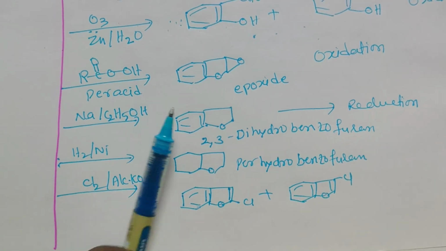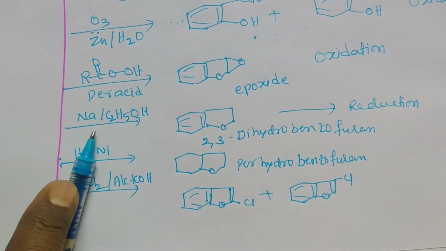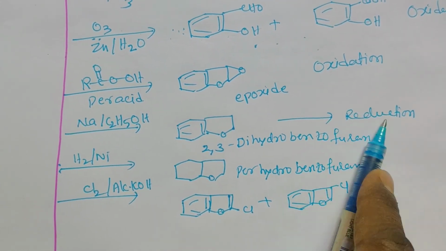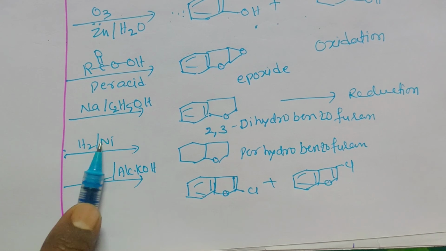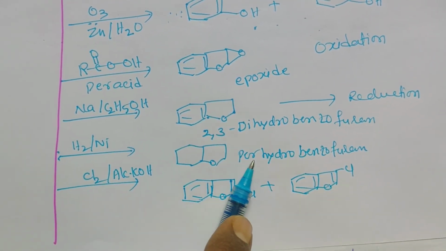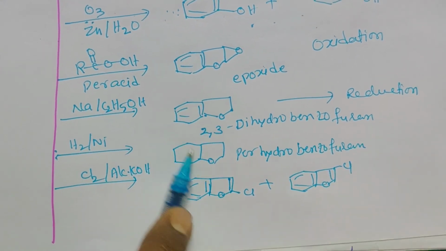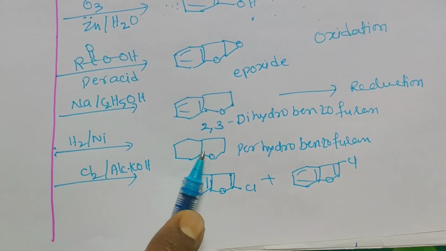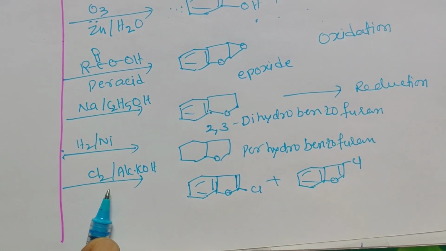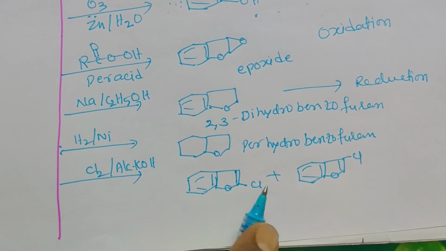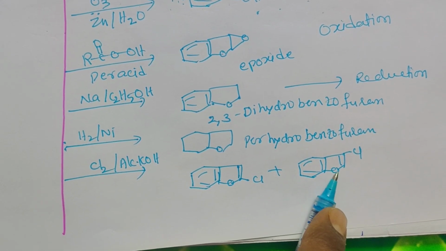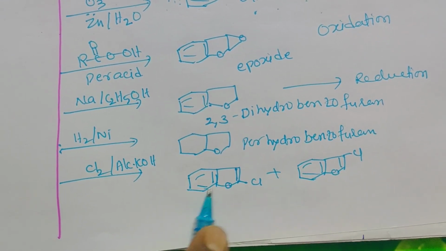And when benzofuran is reduced with sodium and ethyl alcohol, we get 2,3-dihydrobenzofuran. So it is an example of reduction. In a similar way, when benzofuran is reduced with hydrogen in the presence of nickel catalyst, we get perhydrobenzofuran. That means here all double bonds are converted into single bonds. So that's why it is known as perhydrobenzofuran. And when it is treated with chlorine in the presence of alcoholic HCl, we get 2-chlorobenzofuran as well as 3-chlorobenzofuran. So there is a possibility for the formation of two types of products here.